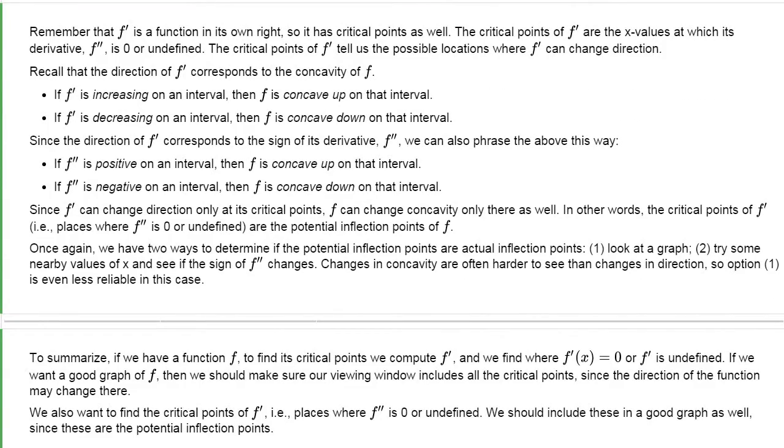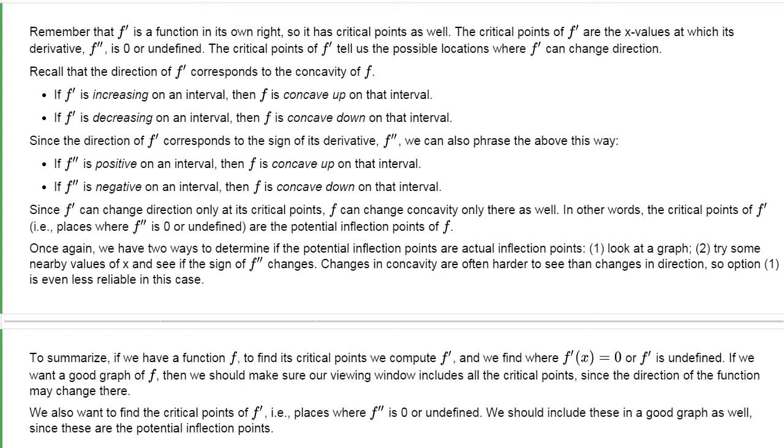Now, f prime, the derivative, is a function itself, and so it has its own critical points. So the critical points of f prime are x values in the domain of f prime, where f double prime, which is the derivative of f prime, is either 0 or undefined. The critical points of f prime tell us the possible locations where f prime can change direction.